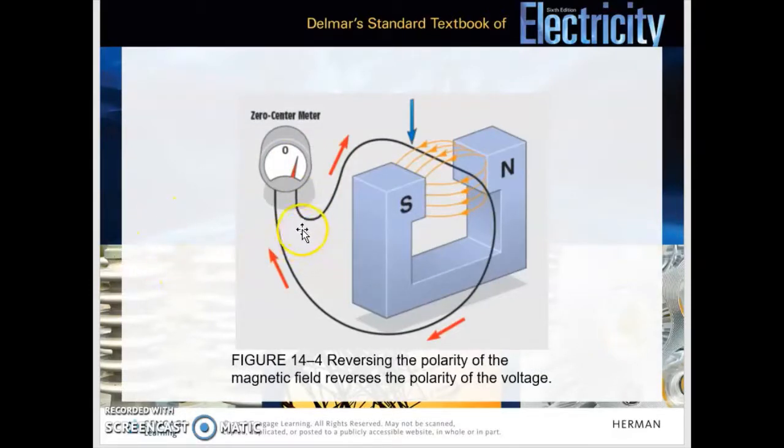Here we have a very similar setup. Voltage meter, conductor, no external voltage, but now the magnet is switched around, so now the south pole is on the left and the north pole is on the right, and the wire is moving down through the magnetic field again. Remember from a couple of slides ago, we got a negative voltage. Now we're getting a positive voltage because the magnet switched polarities.